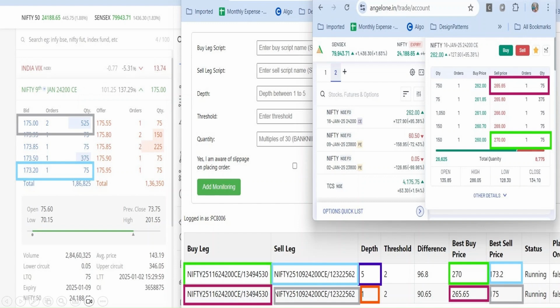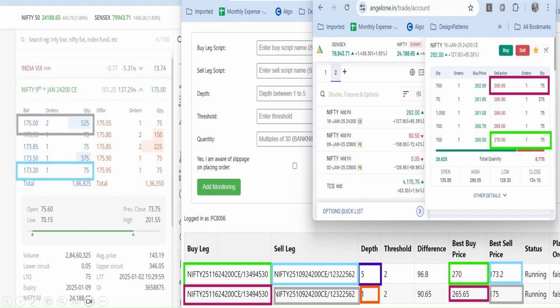For a depth of 1, you can see that this violet or pink color is representing the price of 265.65. That is what we are seeing as the top sell price, which you'll use as the price to trigger an order. Next, on the sell side, you can see that depth 1 is 175 rupees, and that is what we are showing.